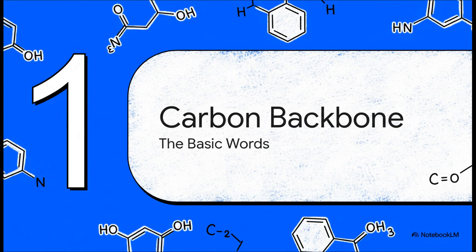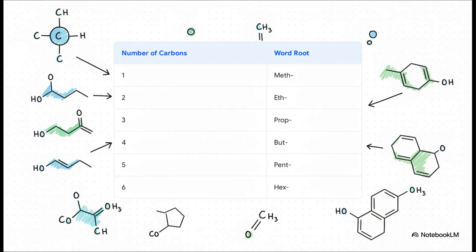Okay, so just like learning any new language, you got to start with the basics, right? The alphabet, the simple words. In this chemical language, our words describe the length of the carbon chain. This is the backbone of pretty much every organic molecule we're going to talk about. And here's the best part. This foundation is actually super simple. This table you're looking at, that's basically our chemical alphabet.